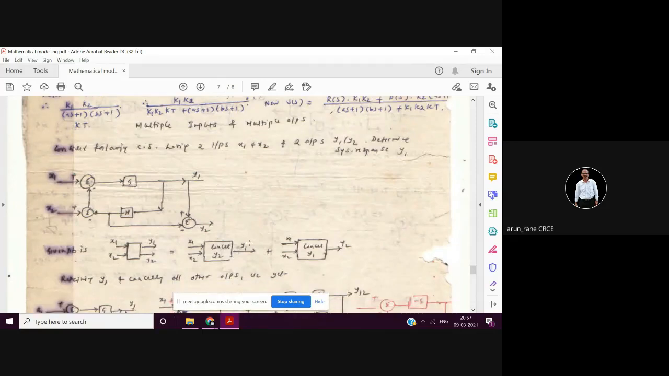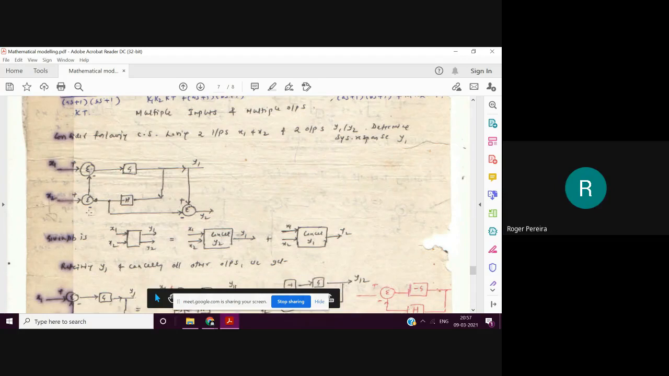Here it is two inputs and two outputs. This is the toughest, and this is actually a 20 marks question. So what are the two inputs here? X1 and X2. What are the two outputs? Y1 and Y2. Now how to do this, sir?